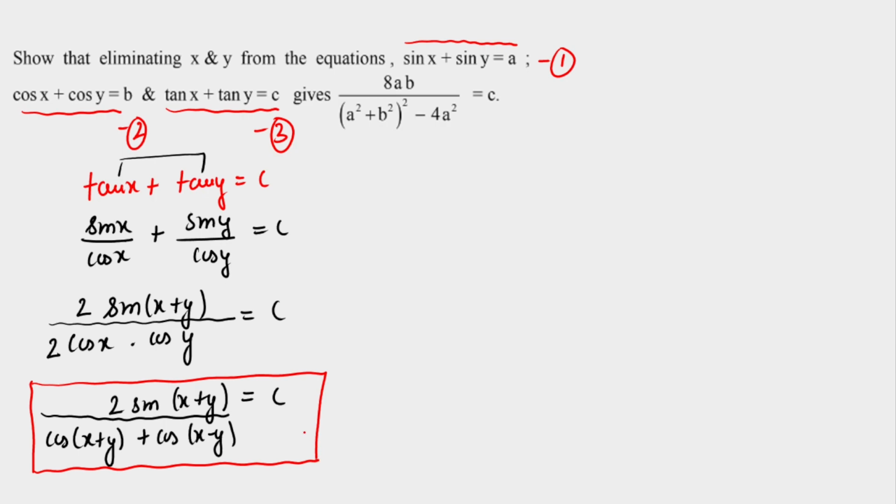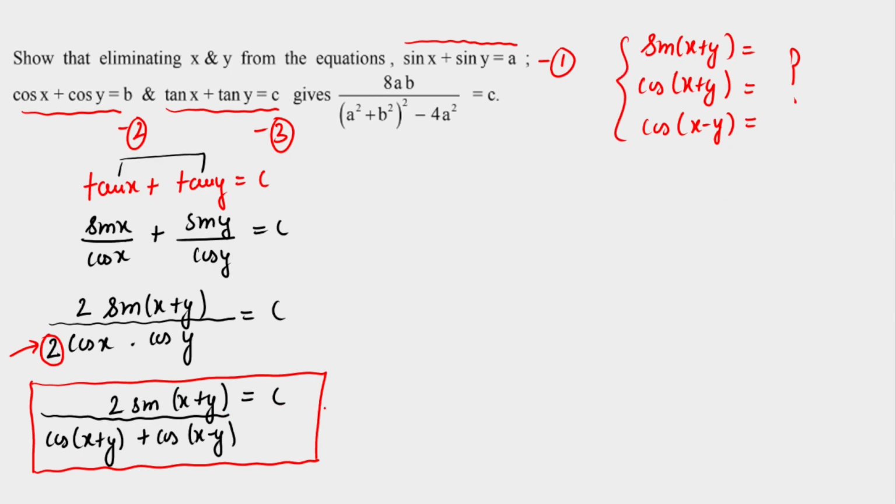Now I'll tell you the objective, why I multiplied by 2 here. The moment I multiply, I get cos of x plus y and cos of x minus y, and in the numerator we have sine of x plus y. So from the first, second and third equations, if I'm able to generate sine of x plus y, cos of x plus y and cos of x minus y, all three values, immediately I'll be able to eliminate x and y from equation number 4. I'll successfully eliminate x and y, and I'll get this equation. That is our objective here.